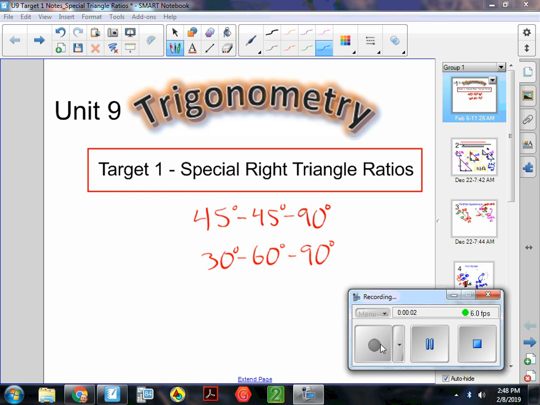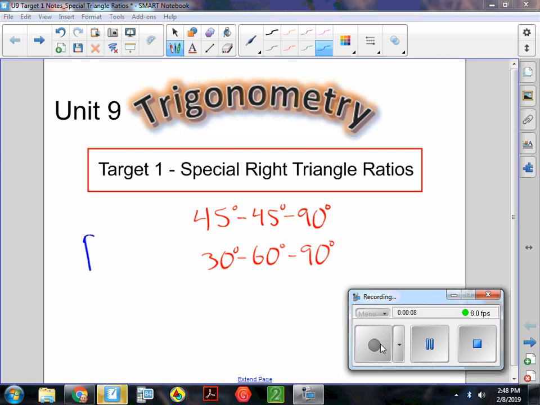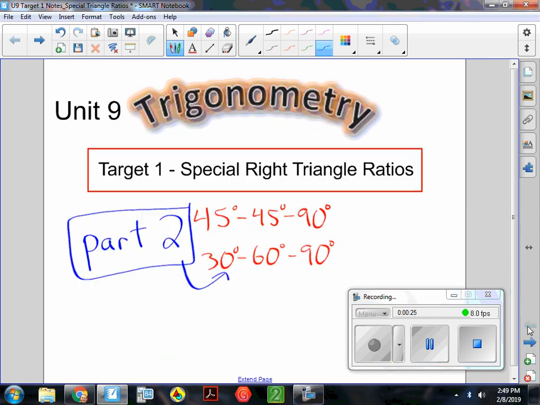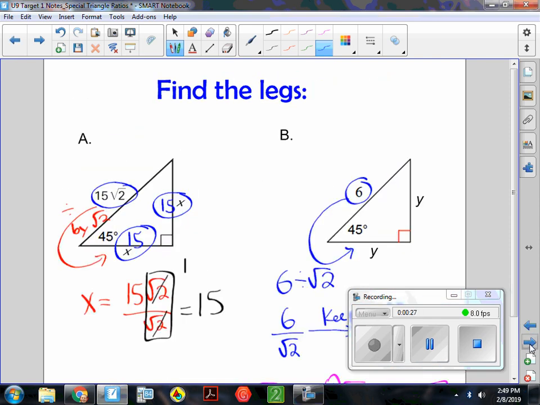Okay, this is a video for Unit 9 on trigonometry, Target 1. This is part 2 of a two-part video series. So part 2 of the videos for Target 1. The first video talked about 45-45-90 triangles, and part 2 is going to talk about the 30-60-90 triangle. So let's come to a clean space here.